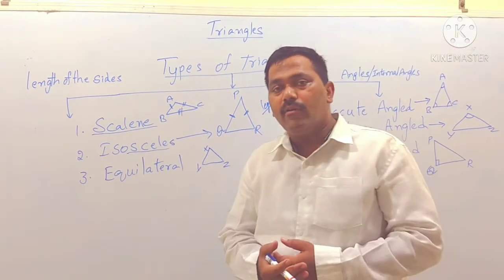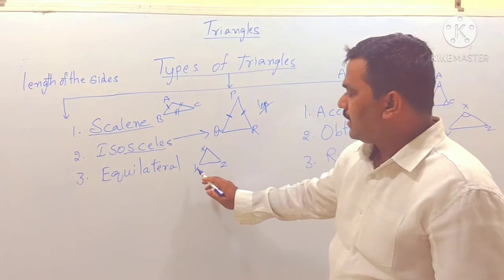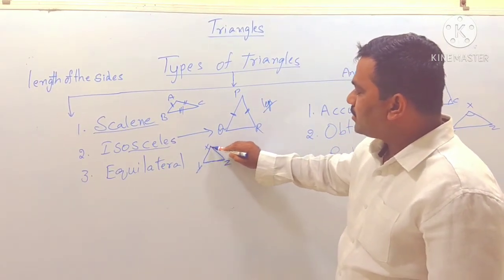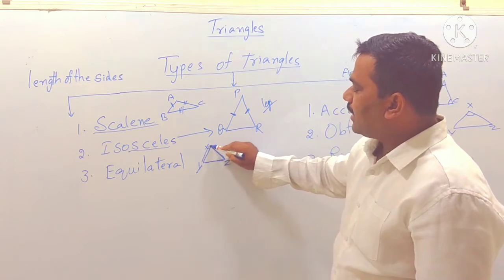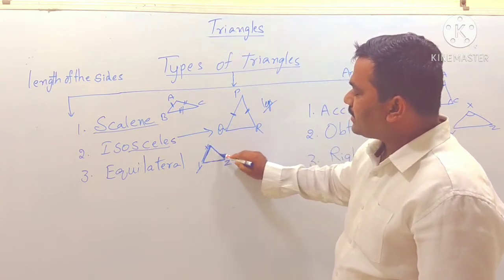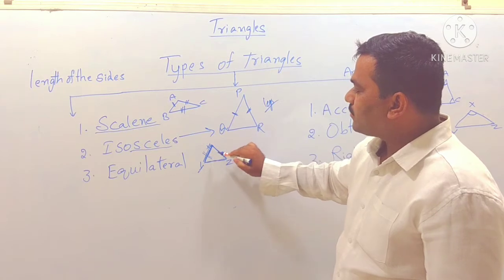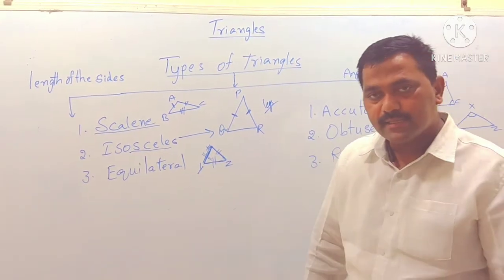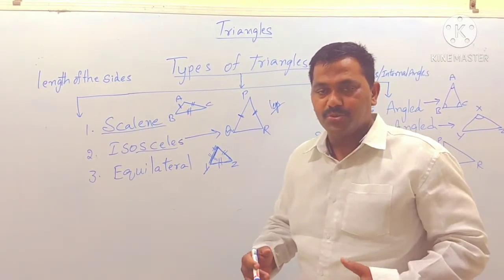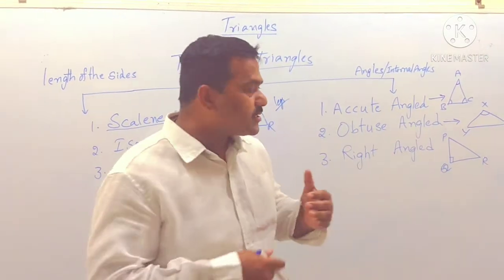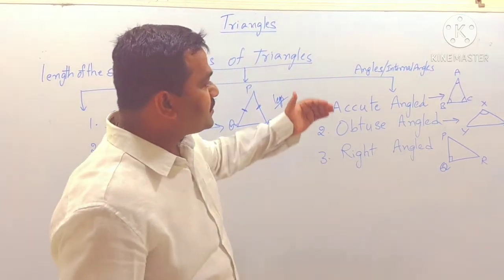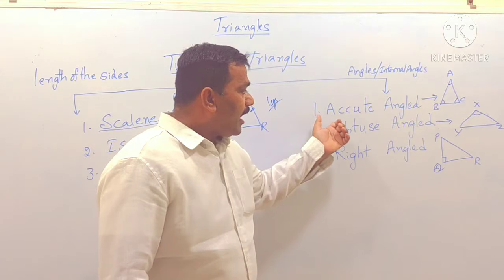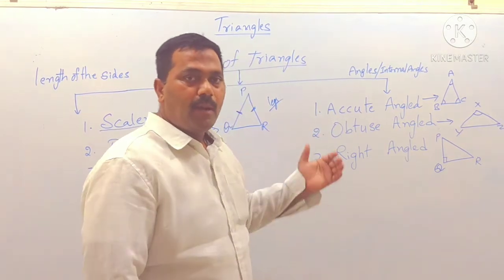Coming to the third one, the equilateral triangle. Suppose triangle XYZ, the three sides are equal. The length of the three sides are equal: XY is the same length, XZ is the same length and YZ is the same length. Okay.